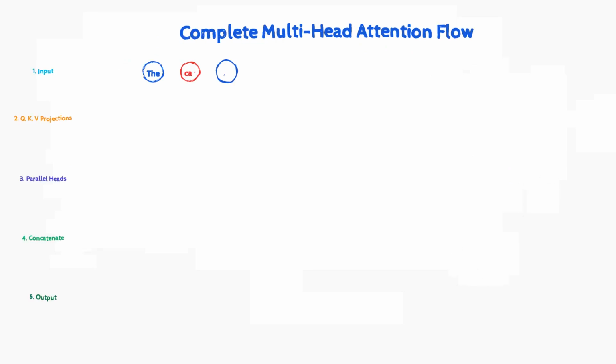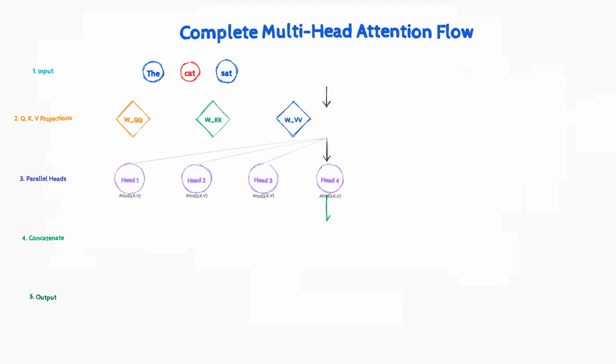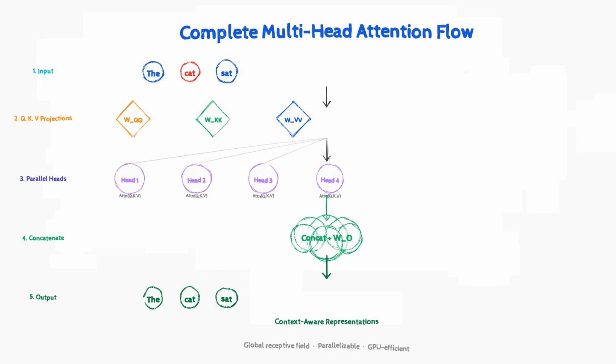Let's see the complete end-to-end multi-head attention flow. Step 1. Input embeddings enter the module. Step 2. Three linear projections create the query, key, and value matrices. Step 3. Each matrix is split logically across all attention heads. Step 4. Each head computes attention independently, Q times K transpose, scaled, softmax, multiplied by V. Step 5. The outputs from all heads are concatenated back together. Step 6. A final linear projection combines the head outputs into the final representation.